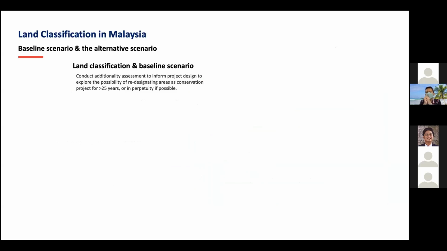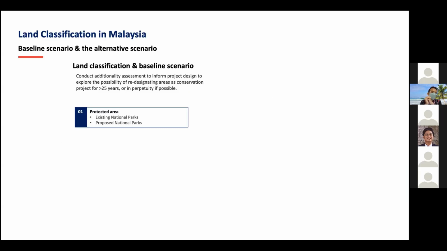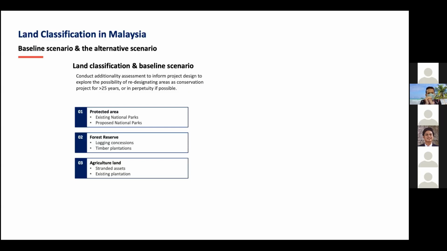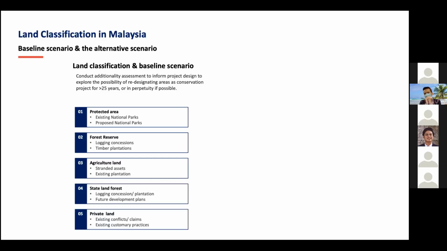So in Malaysia, what is the land classification and the baseline scenario? There are 5 main land classifications: protected area, kawasan terlindung; forest reserve, HSK; agri land, tanah pertanian; state land forest, hutan yang belum diwartakan di bawah land code; and also private land.